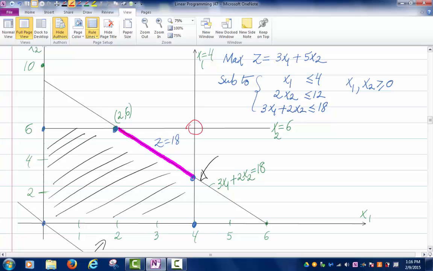Is everybody clear? First of all, given that there is an optimal solution to the problem, I know one of the vertices will give me the optimal solution. And suppose I arrived at a vertex, and I know that none of the adjacent vertices will give me a better value of z, then I know that I have arrived at the optimal corner point solution. Is that clear to you?